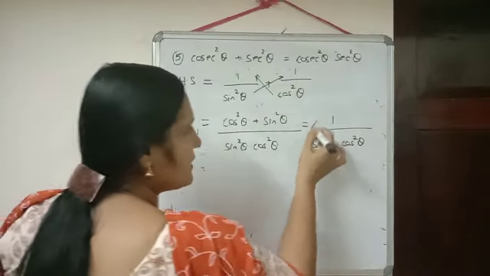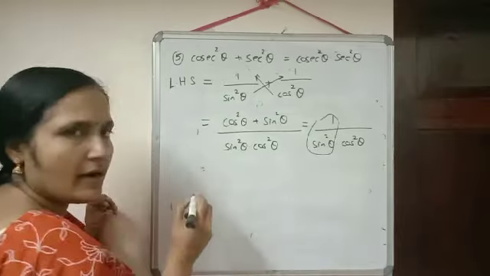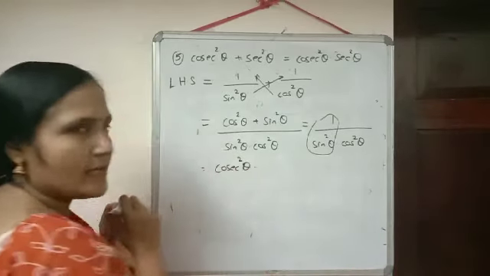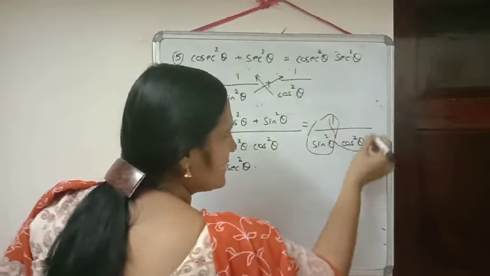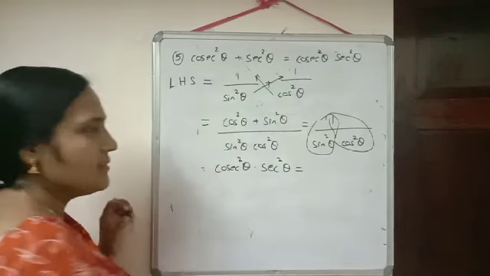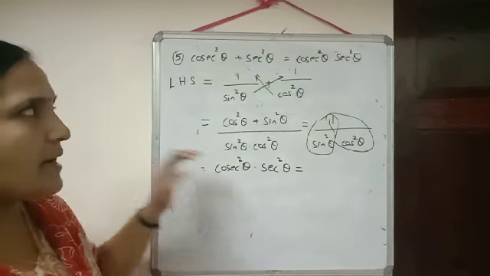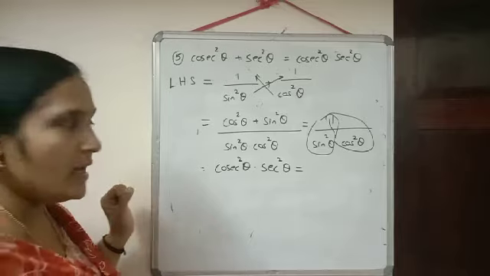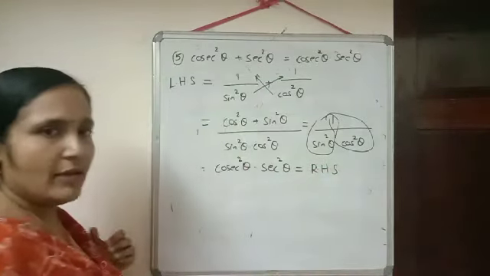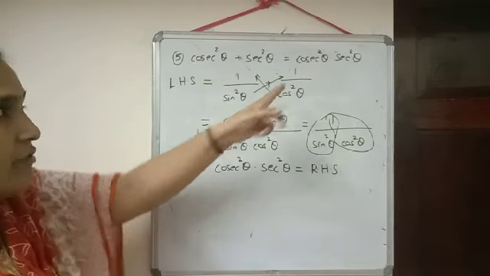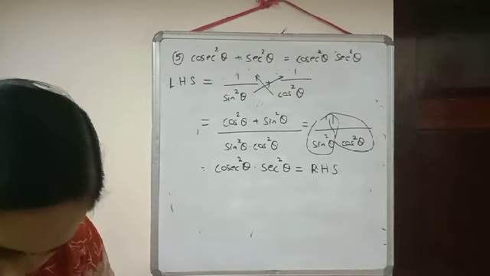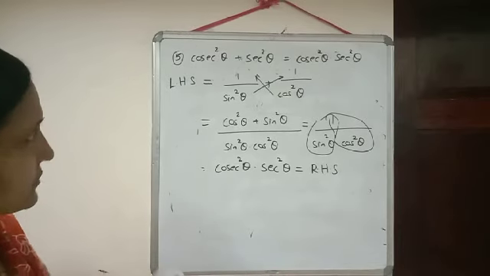Now just tell me what is 1 by sin square theta? Yes, 1 by sin square theta is cosec square theta, and 1 by cos square theta is sec square theta. So we are getting, after simplification, cosec square theta into sec square theta, which is equal to our right hand side. So whenever you are proving something, just check what you need in the right hand side and do accordingly. Okay. Now all of you write down the next question.